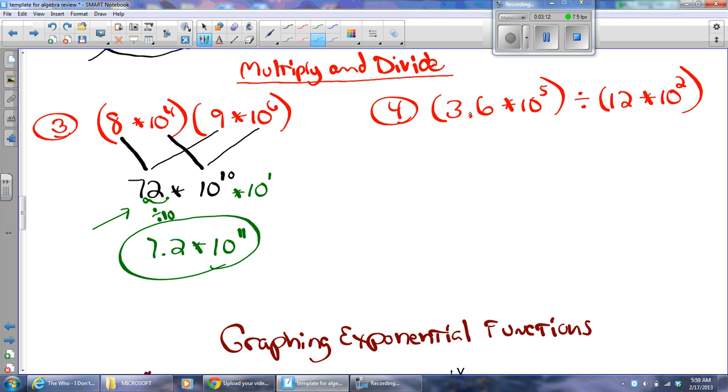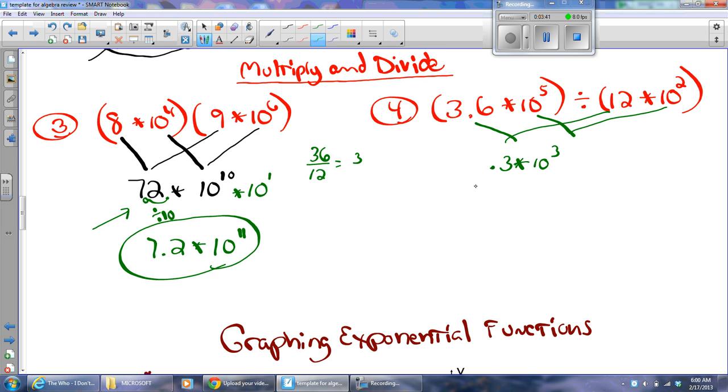All right, division. I've got to divide here. Now, I know this boggles your mind sometimes, but 36 divided by 12 is 3, right? Well, 3 and 6/10 divided by 12 is going to end up being 0.3. I'll divide here, getting 10 to the third, knowing that 5 minus 2 is 3, right?